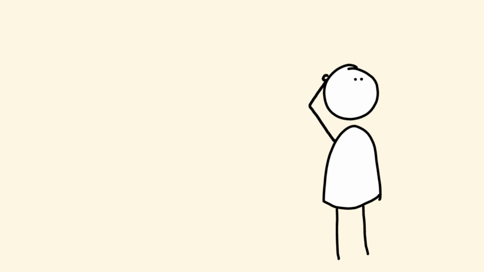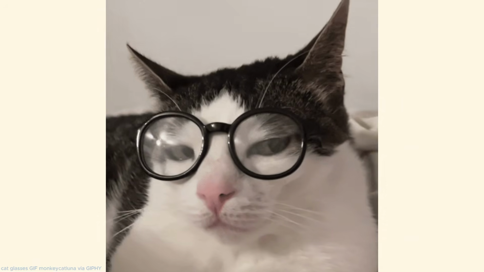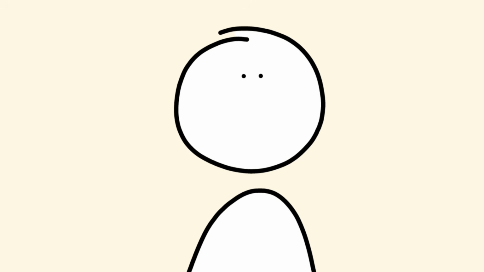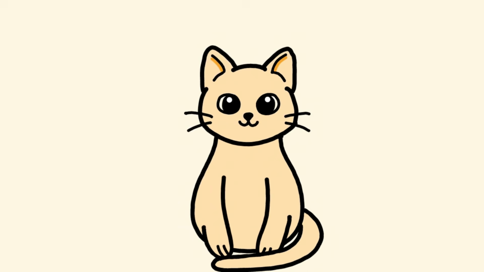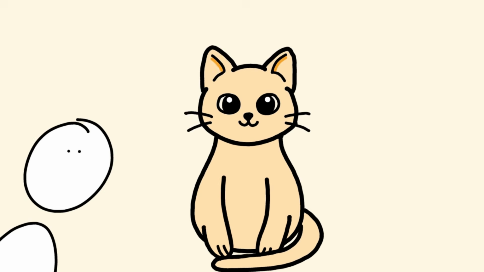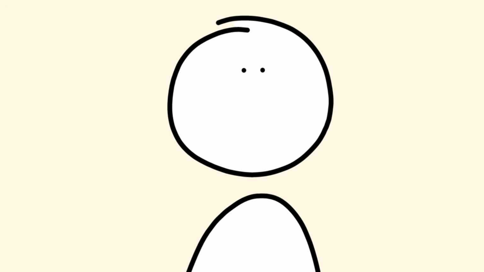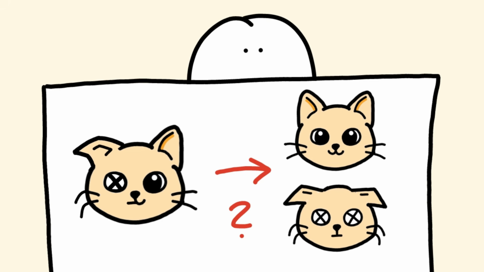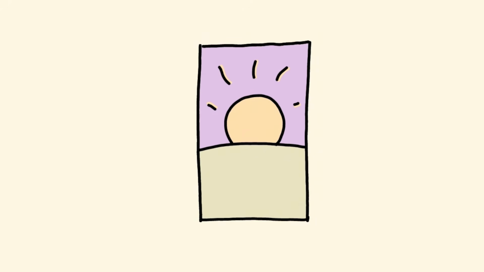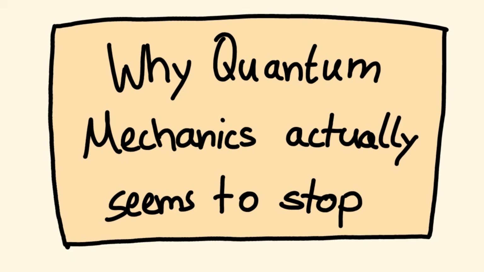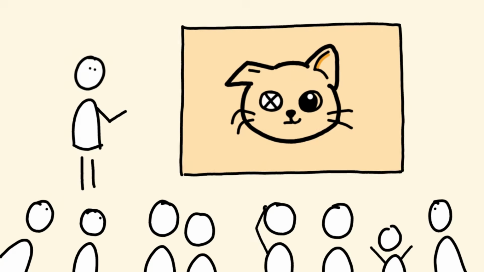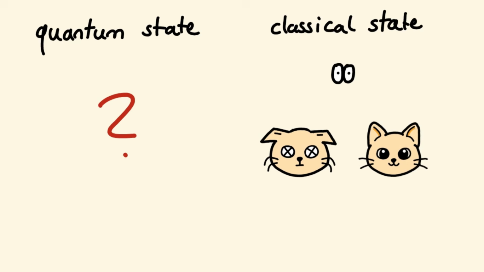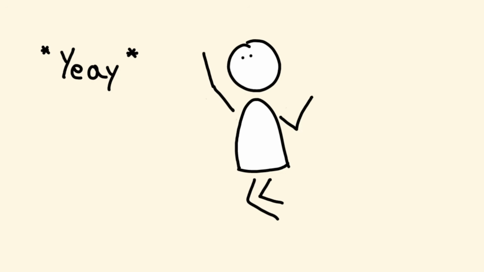Okay, but then why don't we see quantum stuff happening in daily life? I mean, quantum mechanics says the cat is dead and alive before we look at it. But this is not really happening for cats, right? Well, actually it kinda is. But we're missing a step in between. Something that reveals why quantum mechanics seems to stop. I'll go over how we unravel all this in a second, but now let's jump right into it.